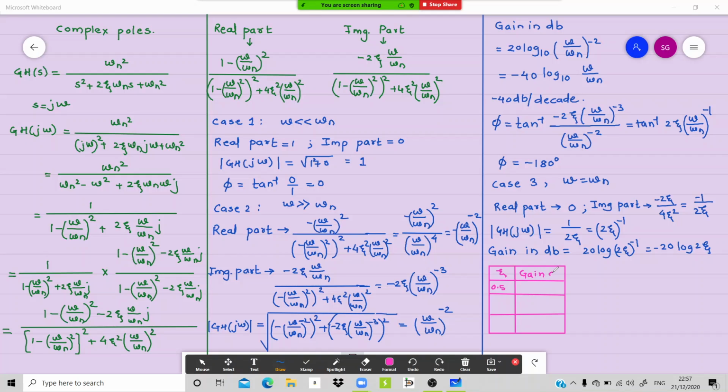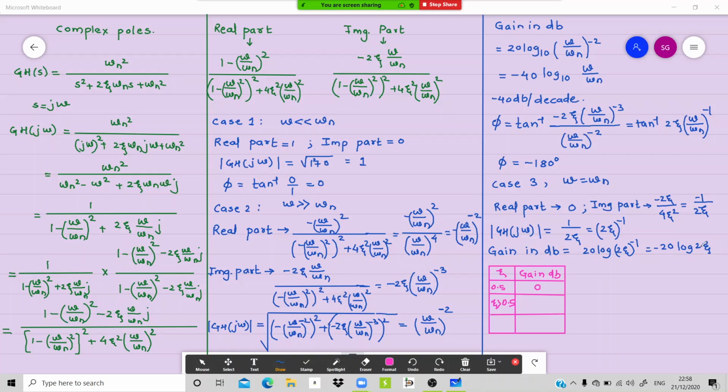Gain in dB is becoming 0. If the zeta is greater than 0.5, see now what is going to happen. 0.5 is not visible, I'll write it properly. 0.5, right? This zeta is greater than 0.5.